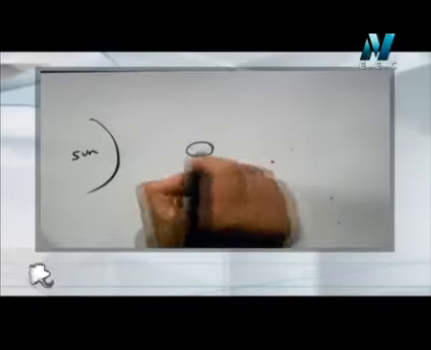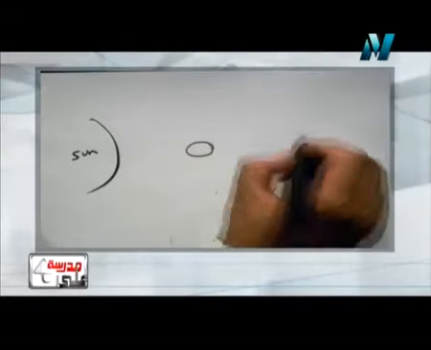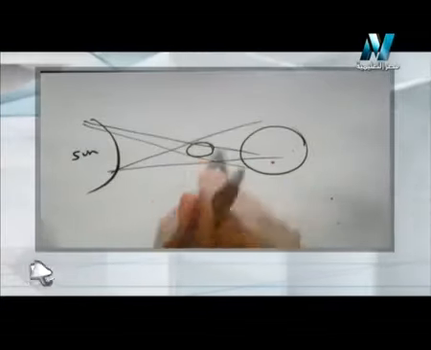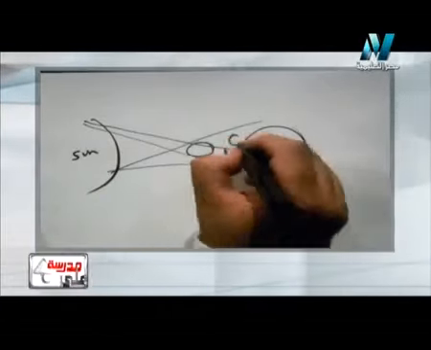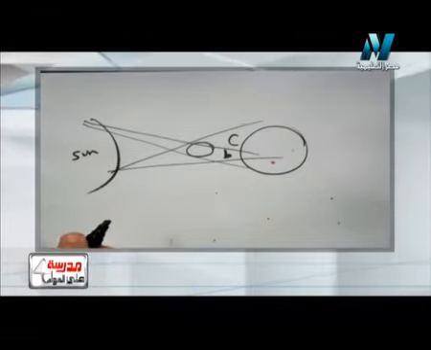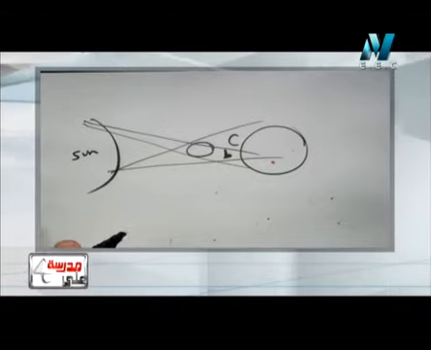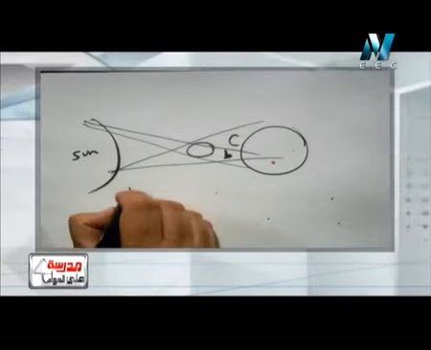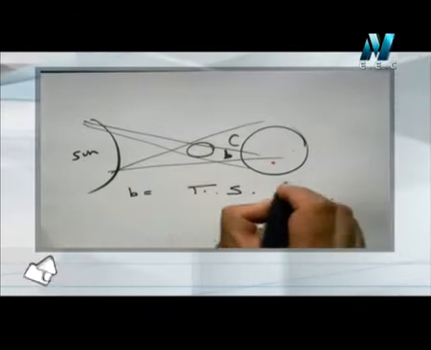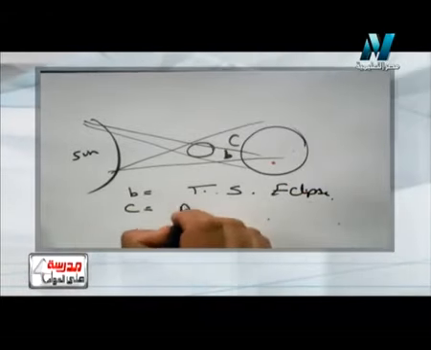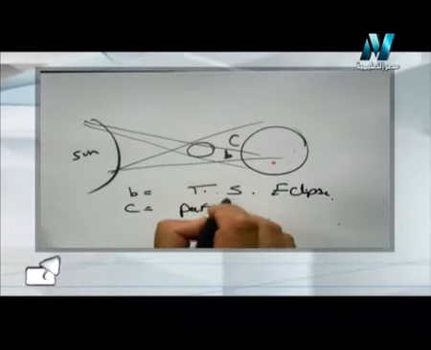Here is the sun, here is the moon, and here is the earth. Imagine that this is the area of B and the area of C. In the area of B, we have a total solar eclipse. In the area of C, we have a partial solar eclipse.